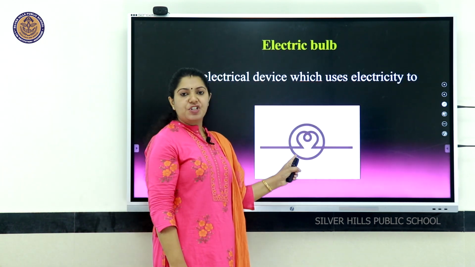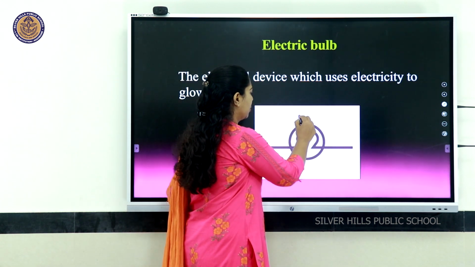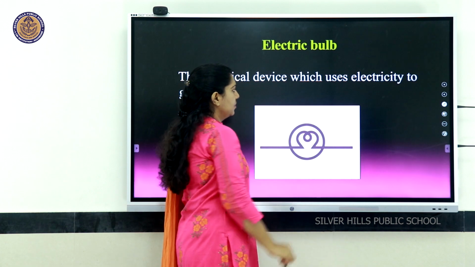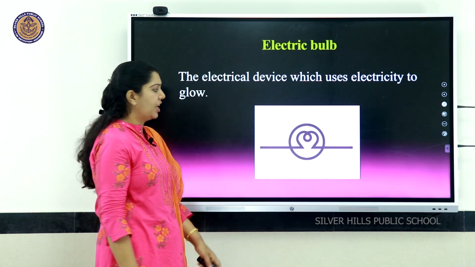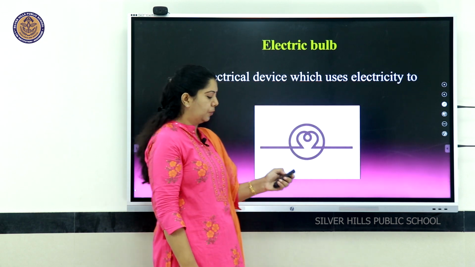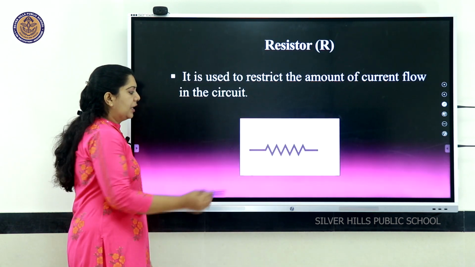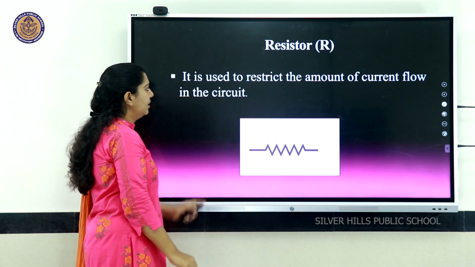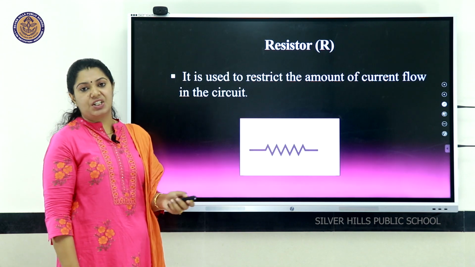Electric bulb, the representation of an electric bulb is this one. Suppose if the bulb is glowing, you can show it this way. So, this is the representation of an electric bulb. If it is connected to a battery and a key, the bulb will glow. Resistor, the representation of a resistor is like this. It is used to restrict the amount of current flow in the circuit.